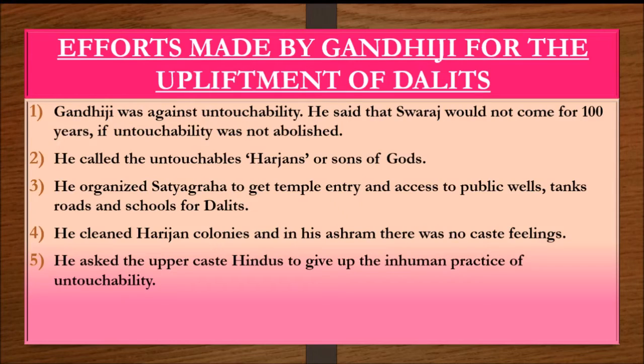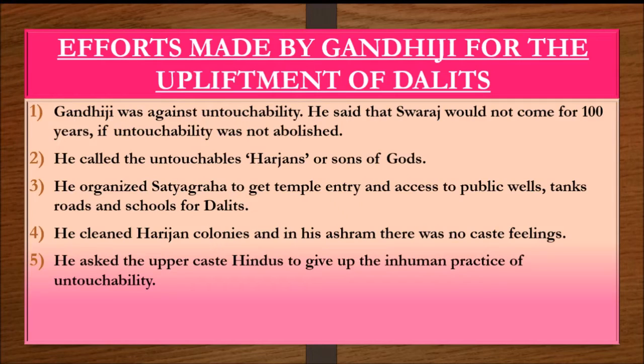In the initial stages, Congress also did not raise the issues of Dalits. They didn't take notice of it as a serious issue. They did so because they were not interested in offending the high caste conservative Hindus known as Sanatanis.